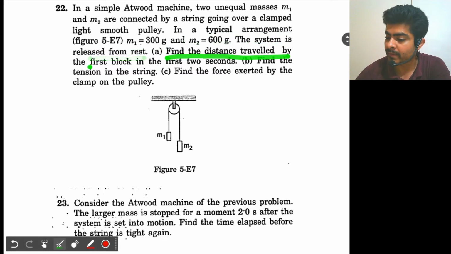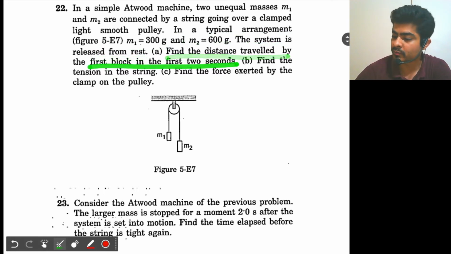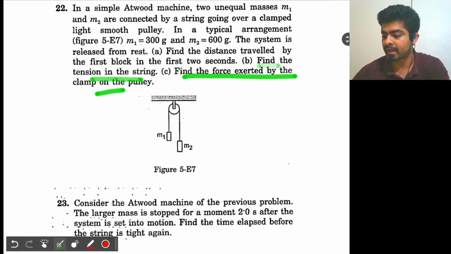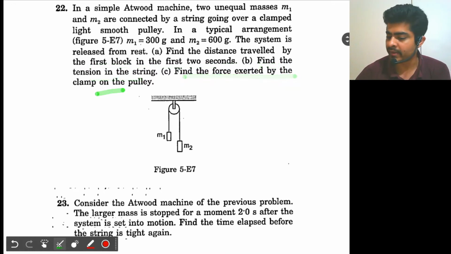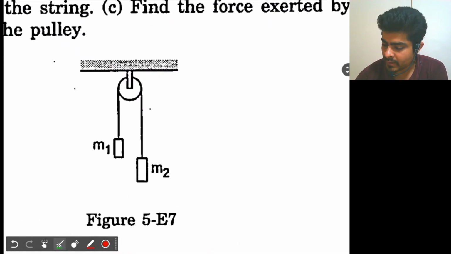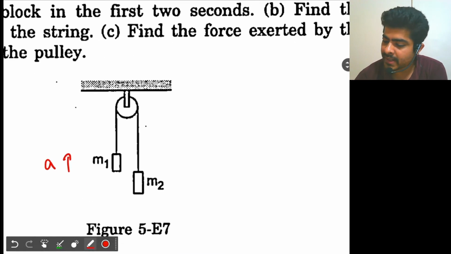Find the distance traveled by the first block in the first 2 seconds. Find the tension in the string. Find the force exerted by the clamp on the pulley. Very easy question. See, M1 is lighter, M2 is heavier. So M1 will go up, M2 will come down with acceleration A.